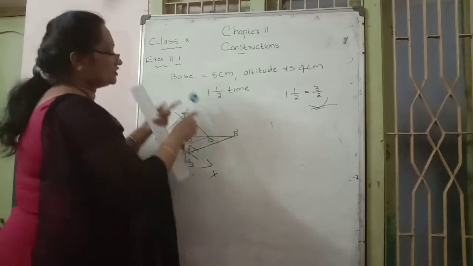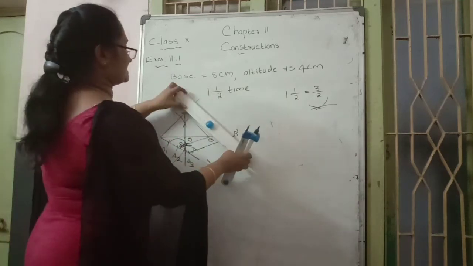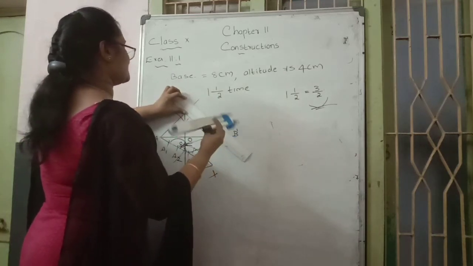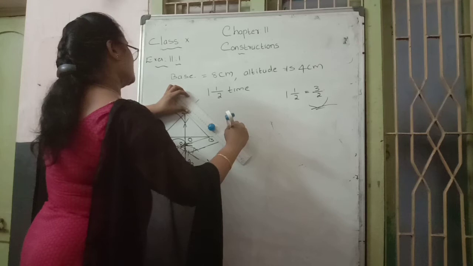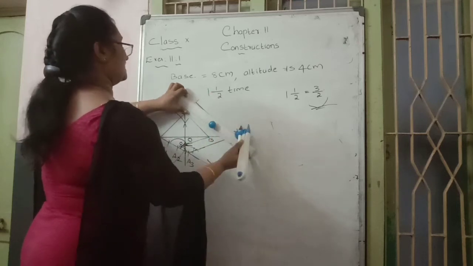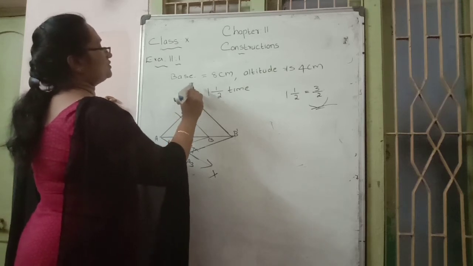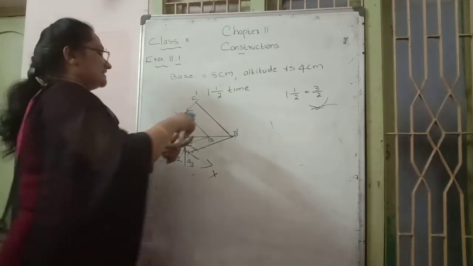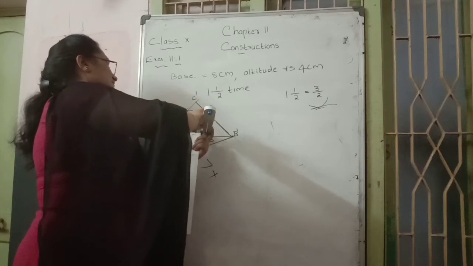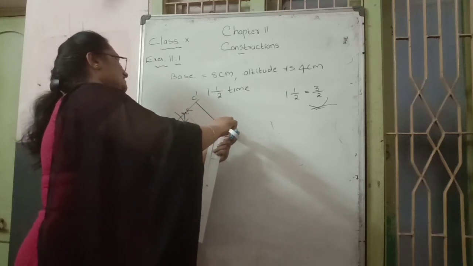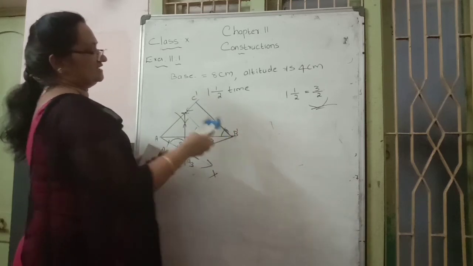Then next process, draw the parallel line to the BC side also. How to draw? Directly, adjust the scale and draw directly, or otherwise construct the parallel line in this way. Mark here, this point is C, the cutting point, the intersecting point, mark it as C dash. Or by arc construction, B as center, draw an arc. Same way, B dash as center, draw the same arc. In this way, these 2 points intersect.